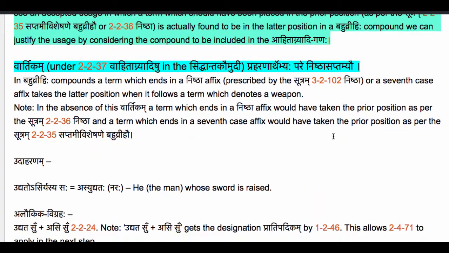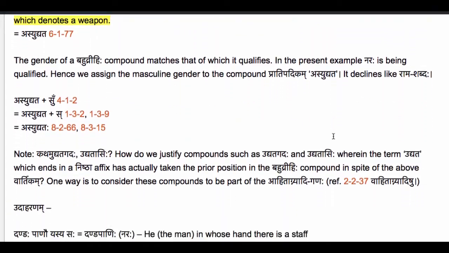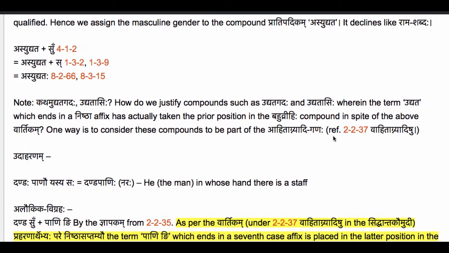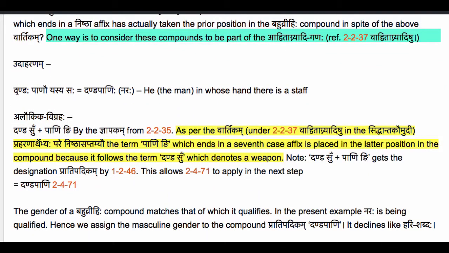So in the compounds udyata gadaha and udyata asihi, as per the present vartikam, udyata should have taken the latter position, but it has not. One way to justify these compounds is to consider them to be part of the Ahitanyadi Ganaha, which is the Akriti Ganaha. Okay, let us now take an example where a term which denotes a weapon is used with a saptamyantam padam in a bahuvrihi compound.